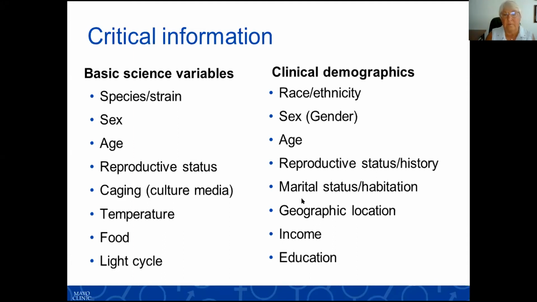Marital status and habitation is critical for understanding family dynamics and stress that an individual may be exposed to, whether they're in an urban, rural environment, altitude, sea level. All those things are going to affect the physiological adaptation. Income and education are usually adjusted for in experiments, or to have that information available.